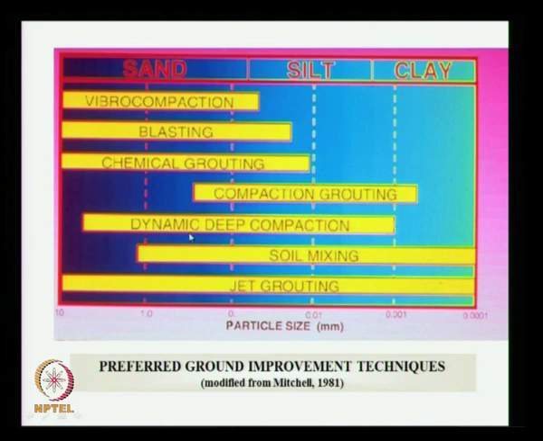These are the various methods: vibro compaction, blasting, chemical grouting, compaction grouting, dynamic deep compaction, soil mixing, jet grouting. Jet grouting can be adopted for any type of soil, whereas vibro compaction and blasting are generally recommended only for sand, not for silt and clay. For clay, generally soil mixing is used. So, these are the methods by which you improve the ground.